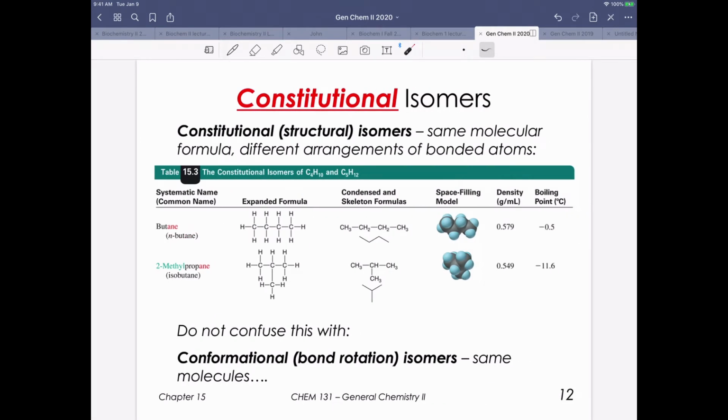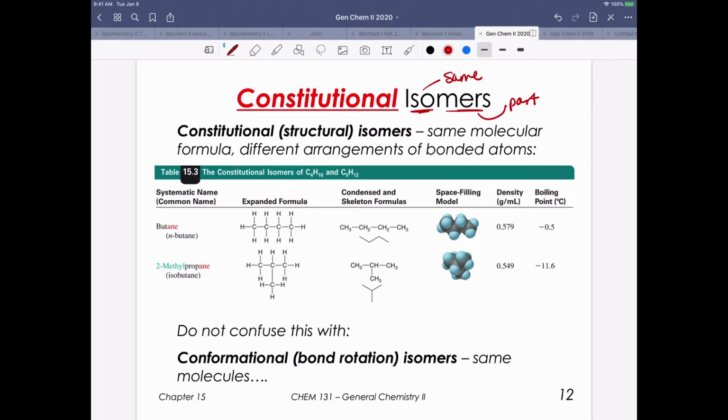I'm going to talk about 2 different kinds of isomers, and I want to highlight here when we see the word isomer. Iso means same, mer means part. So what we're really saying is we're going to have the same parts, the same atoms, but we're just going to arrange them differently so we make different molecules.